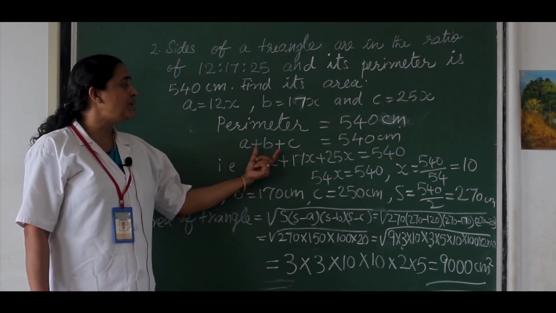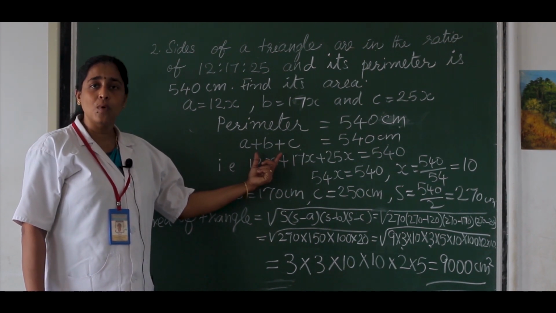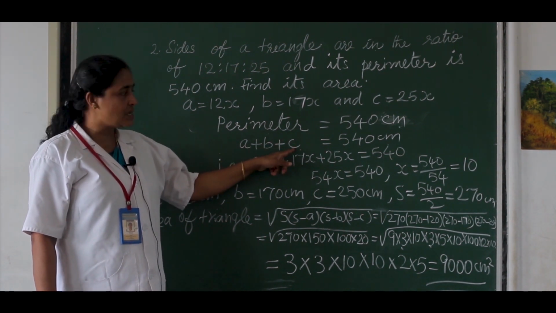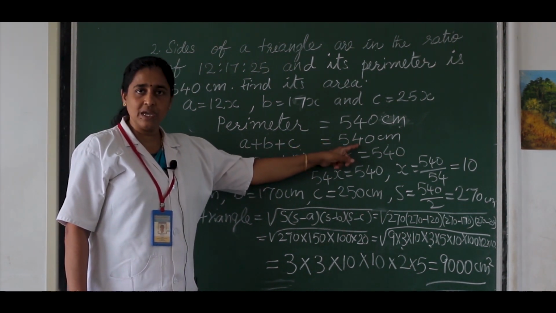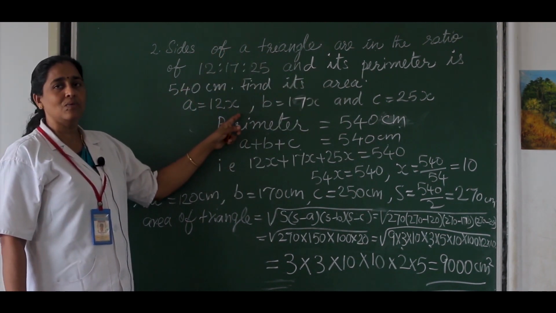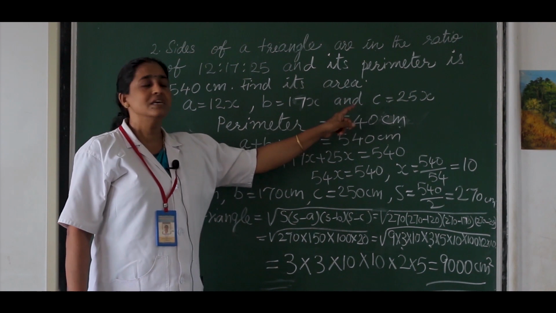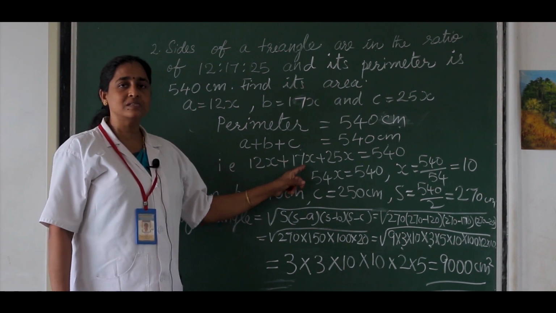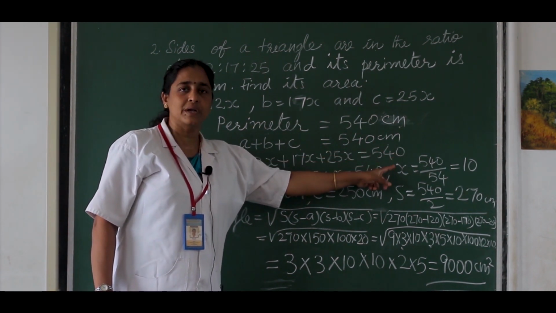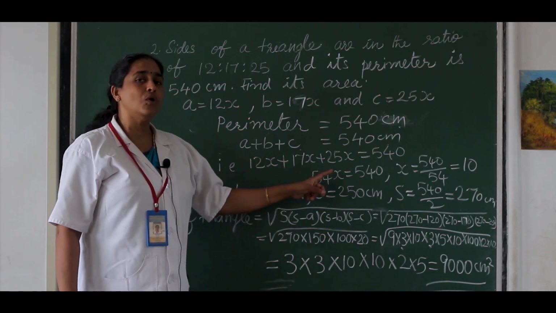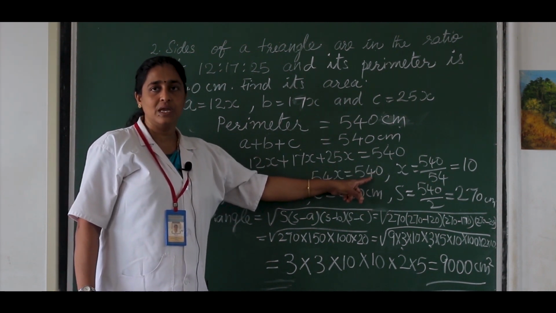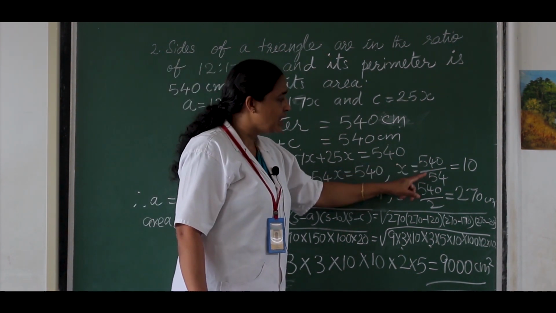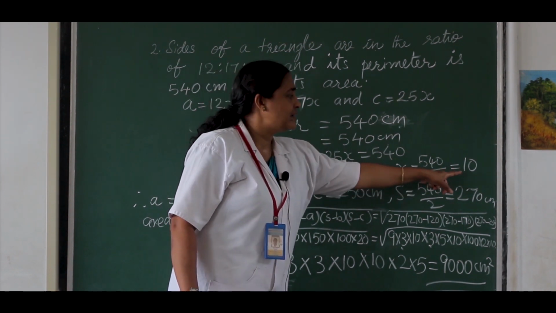And the perimeter is given in the question as 540 centimeter. We know how to find the perimeter of a triangle. It is the sum of the measures of the three sides, that is A plus B plus C, equal to 540, and here A equal to 12x, B equal to 17x and C equal to 25x. Therefore, 12x plus 17x plus 25x equal to 540. That means 54x equal to 540. From that, we can find the value of x. It is 540 divided by 54, that is 10.